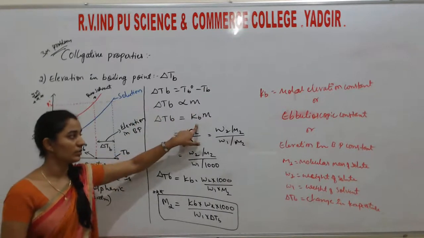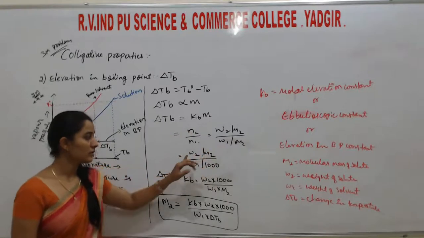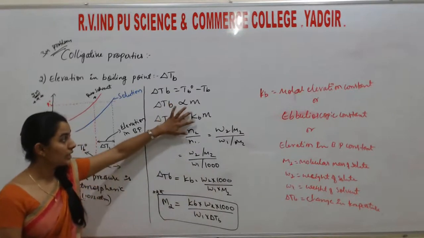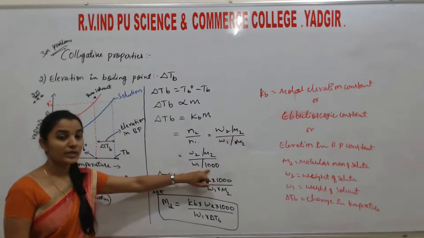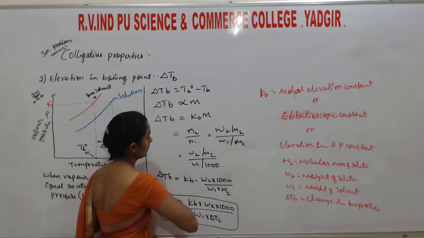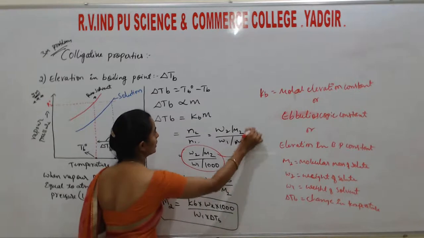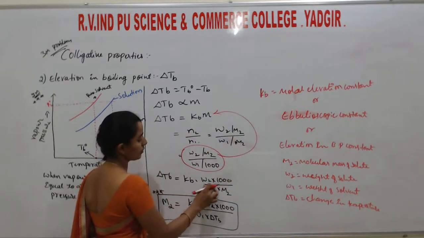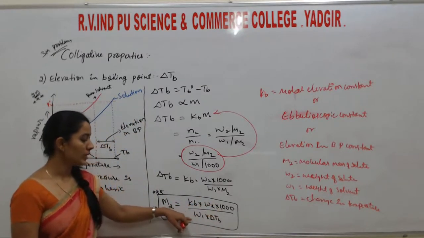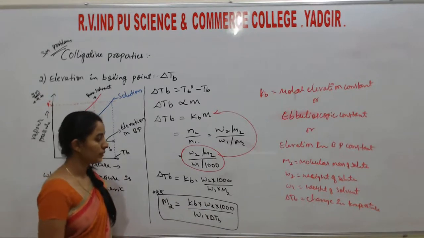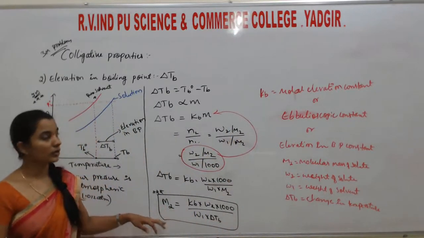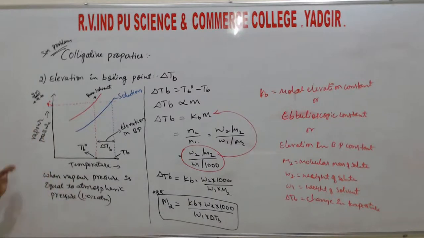So delta Tb is equal to Kb into m. This m is n2 by w1, so it is w2 by M2 divided by w1, into 1000. Why are we taking 1000? Because molality means the number of moles of solute in 1 kg of the solvent. Substituting this value, delta Tb is equal to Kb into w2 into 1000 divided by w1 into M2. So M2 is equal to Kb into w2 into 1000 divided by w1 into delta Tb. These are the terms in this equation. So this is all about elevation in boiling point.